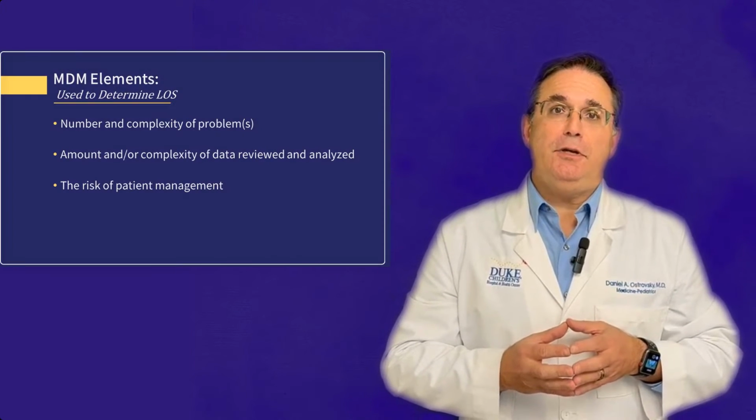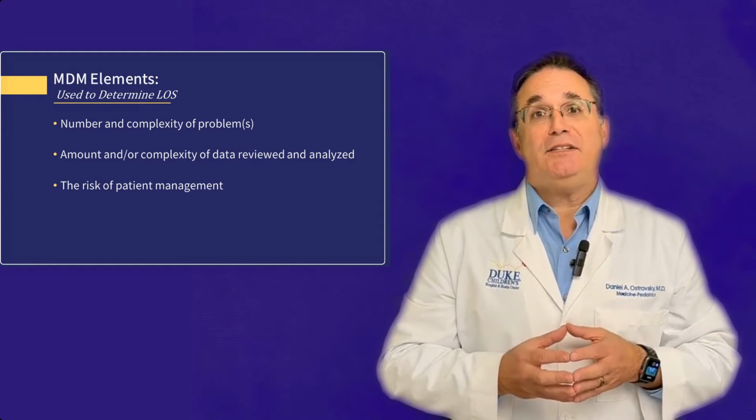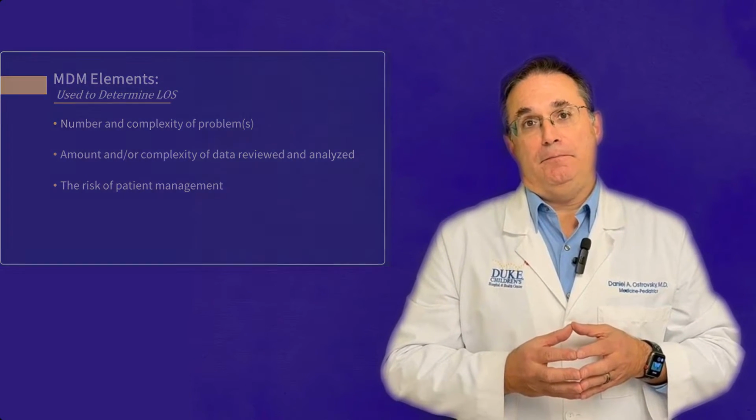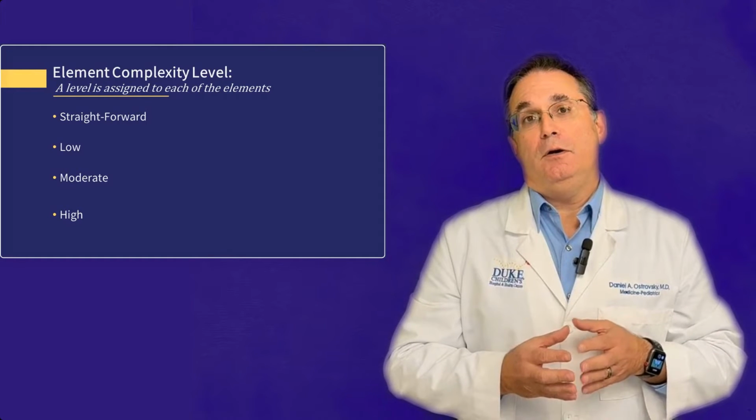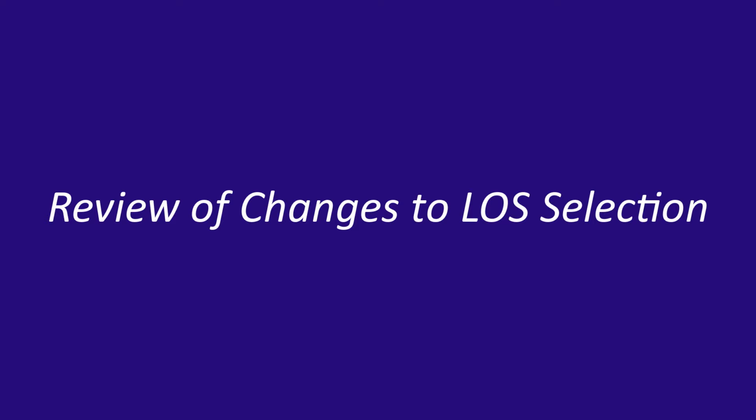There are three elements of medical decision-making that are used to determine a level of service. These include the number and complexity of problems, the amount and/or complexity of data reviewed and analyzed, and the risk of patient management. Each of these elements are assigned a level, which are then used to determine an overall level of service. The levels are straightforward, low, moderate, and high. The process for evaluating the level assignment is somewhat different and will now be reviewed.